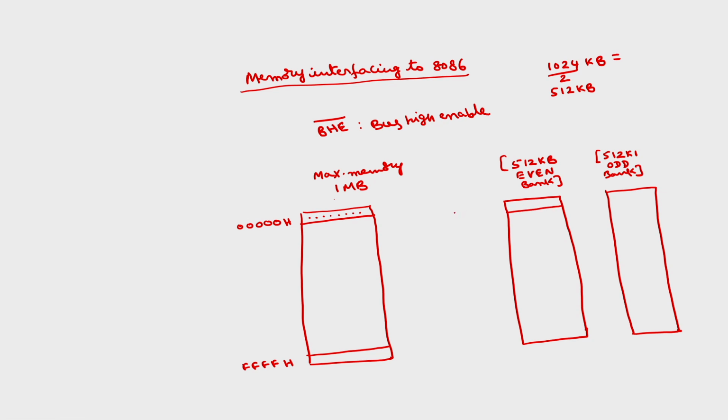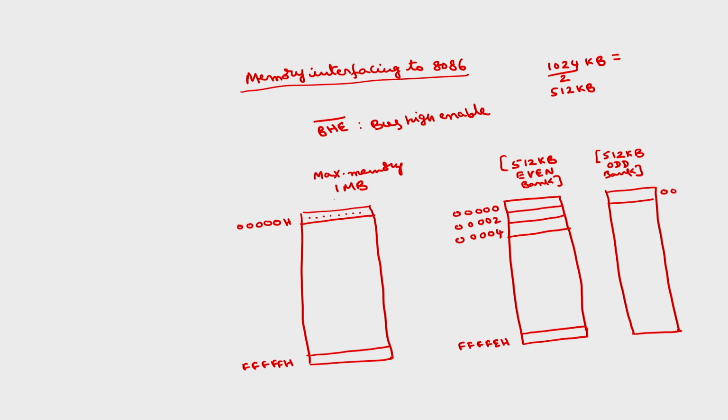The first address itself is an even address, 00000, and then the next address will be 00002, 00004 and so on. So, what will be the last address? FFFFFH will be an odd address. One above this one is FFFFEH, an even address. So, this will have 512 kilobytes of even addresses, and this will have 512 kilobytes of odd addresses.